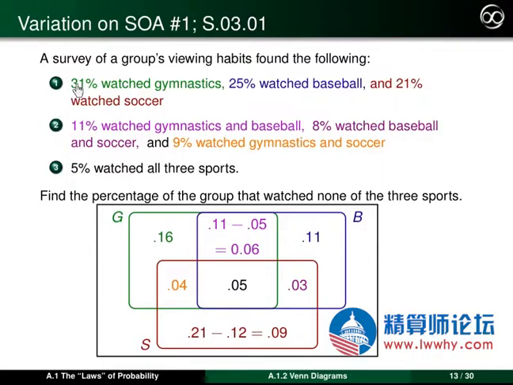Likewise, you could use the 31% who watch gymnastics to say, okay, everything in the G rectangle adds up to 31. So I have 0.16 in this top left, the gymnastics only piece. 25% watch baseball, so I have 11% in the baseball only piece.